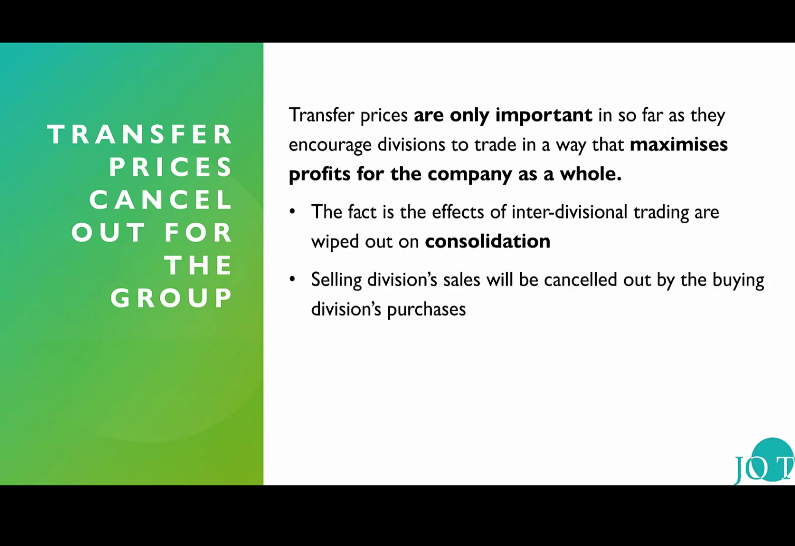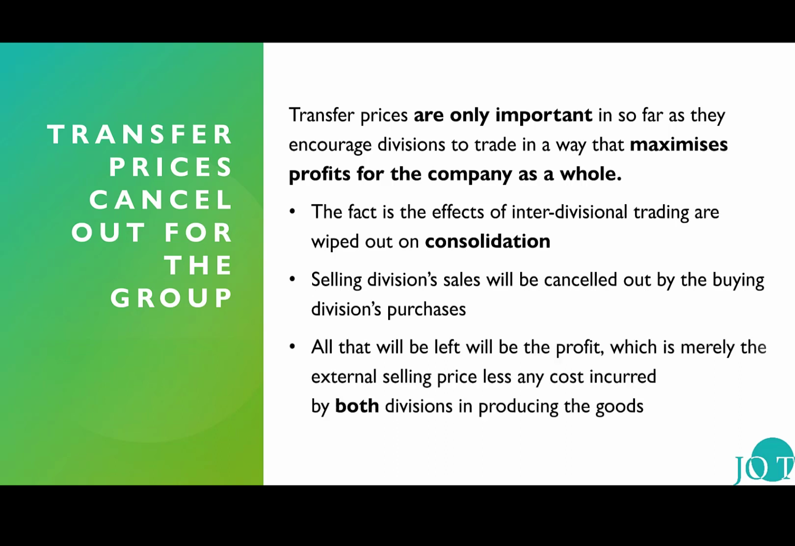Now, the selling division's sales will be cancelled out by the buying division's purchases. All that will be left will be the profit, which is merely the external selling price less any cost incurred by both divisions in producing the goods. This is a really important concept for you to understand.